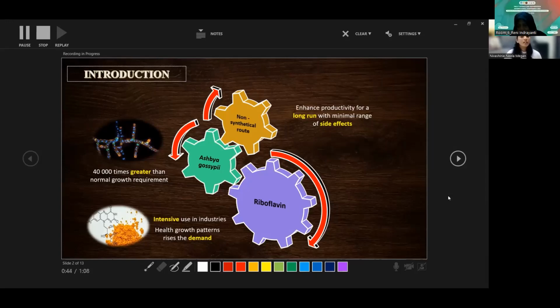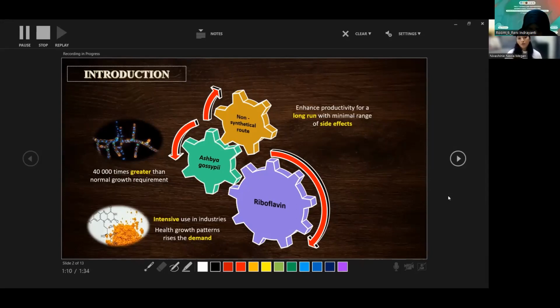So the dependency on natural food is very much questionable, and nowadays people very much prefer functional food derivatives such as riboflavin. This has heightened the world market demand of riboflavin, apart from the intensive application of riboflavin in various industries and health growth patterns.